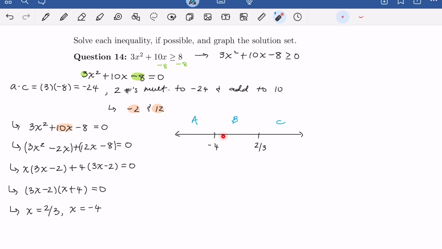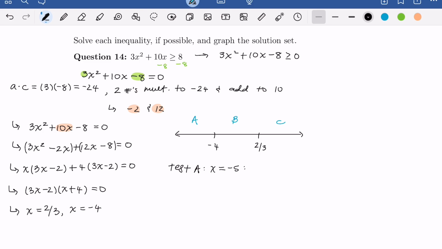Now everywhere else, these three intervals, what we want to do is determine the sign of these intervals, because that'll tell us if this is going to be greater than 0. So in order to do that, what we're going to do is pick what's called test numbers from each interval here. So let's do a test number in interval A. So any number that's going to be less than -4, so we'll say -5 in this case.